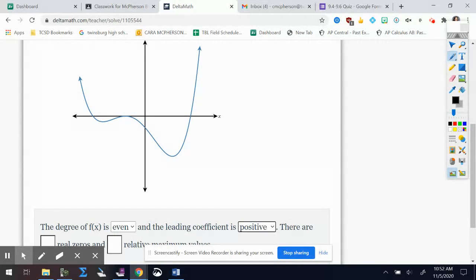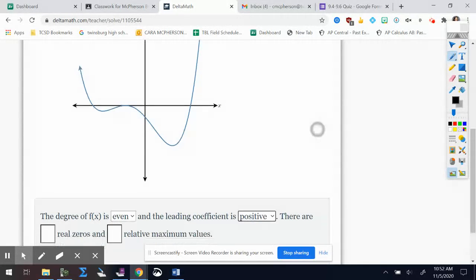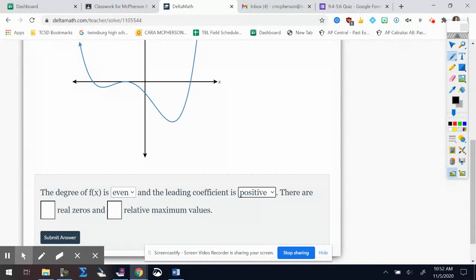How many zeros does it have? So we're going to count how many times it crosses or touches the axis. We do not need to count one that repeats more than once. So right now we have 1, 2, 3 places where it crosses or touches the x-axis.